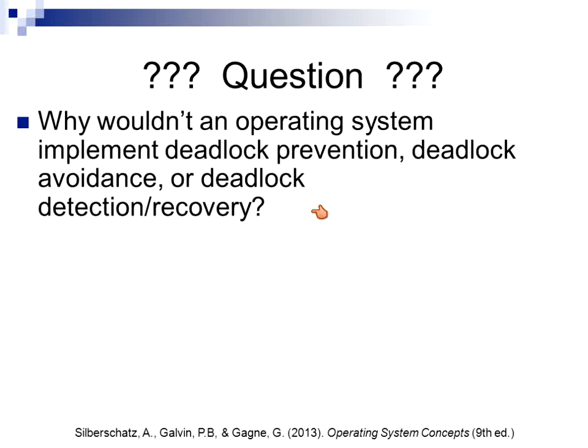Amal says because there's a lot of threads in the system. Okay, that's true. And I think what you're getting at, Amal, is that there might be a lot of threads in the system, and it's actually very difficult to implement these kinds of prevention, avoidance, or deadlock detection and recovery schemes.